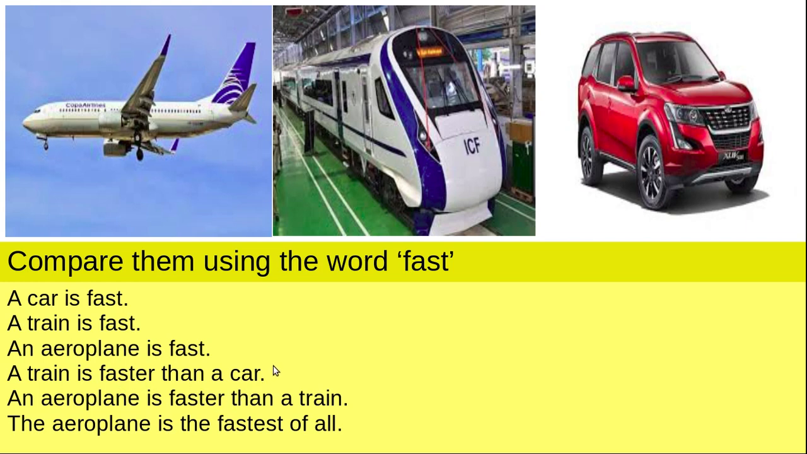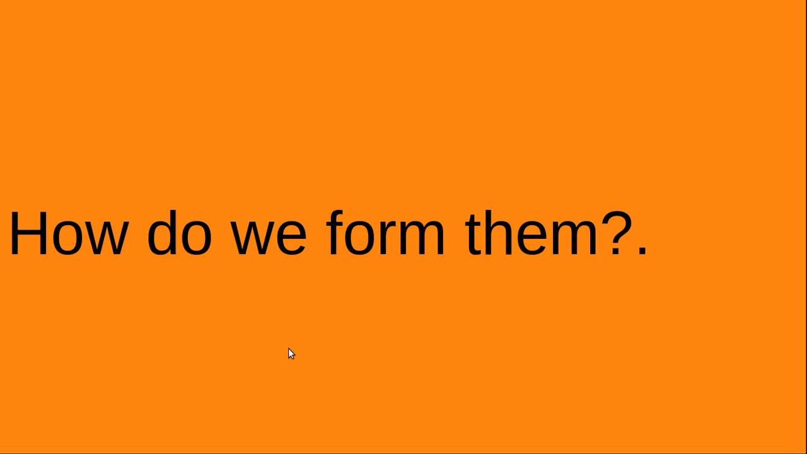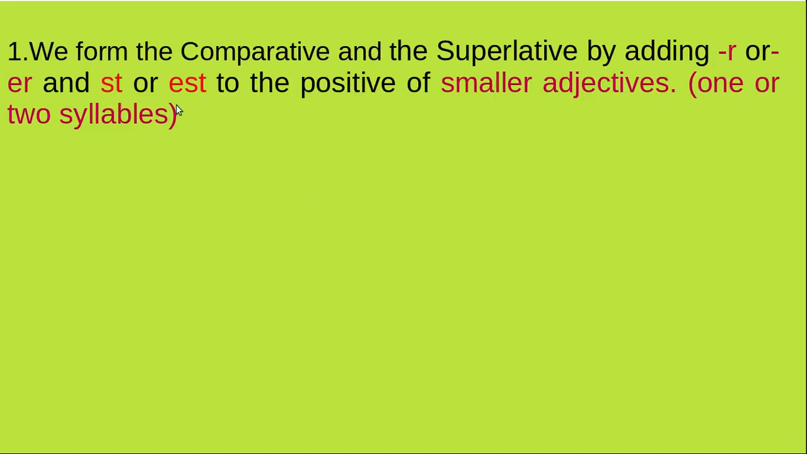You have got it. Now, dears, we are going to form different degrees of comparison from its positive form, basic form, right? So, it is very important. We form comparative and superlative by adding er or r and est or st to the positive or smaller adjective. That means if there is only one or there are two syllables, we can simply put er after the positive, then we will get the comparative degree. And to get the superlative degree, we can put st or est.